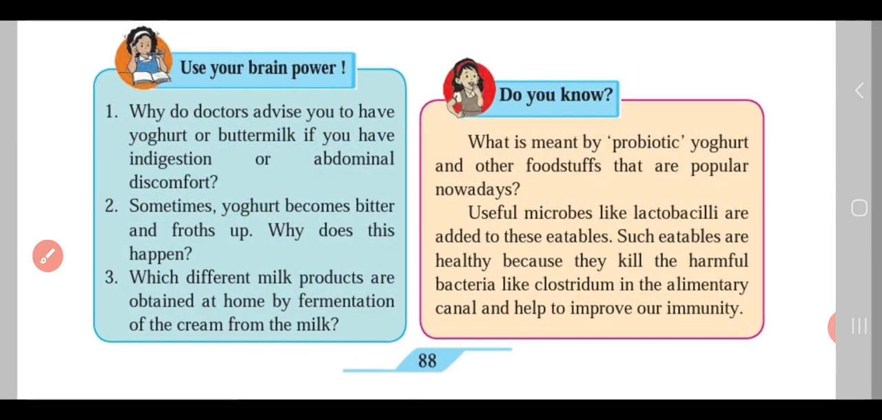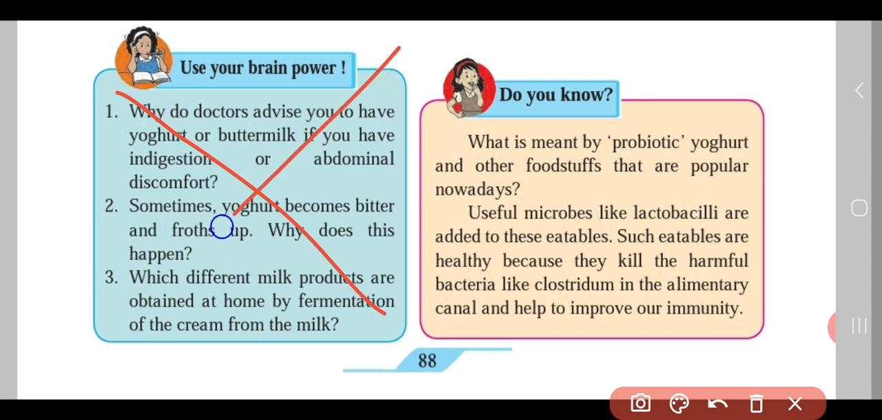Now this part, do you know, has been eliminated because of the reduction in syllabus, but still you can read it and have some good knowledge of it. Lactobacilli are added to eatables. Such eatables are healthy because they kill harmful bacteria like Clostridium, which we are going to discuss further, in the alimentary canal and help in improvement of immunity.